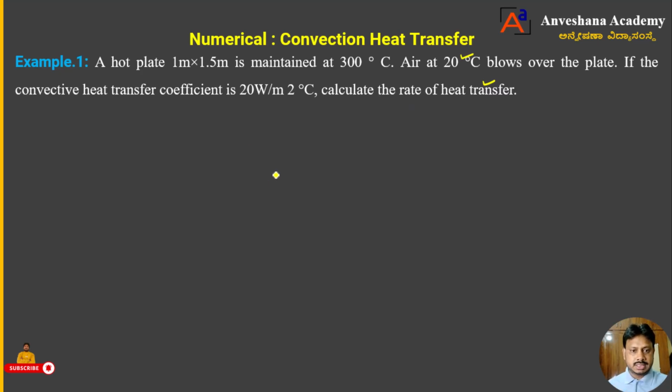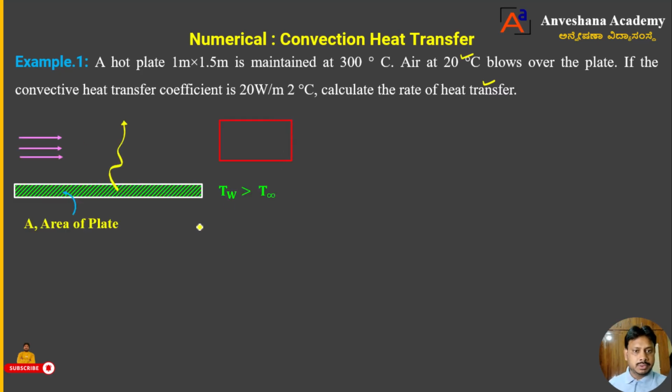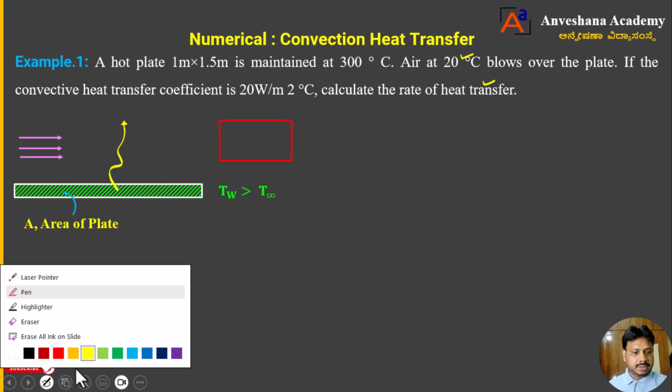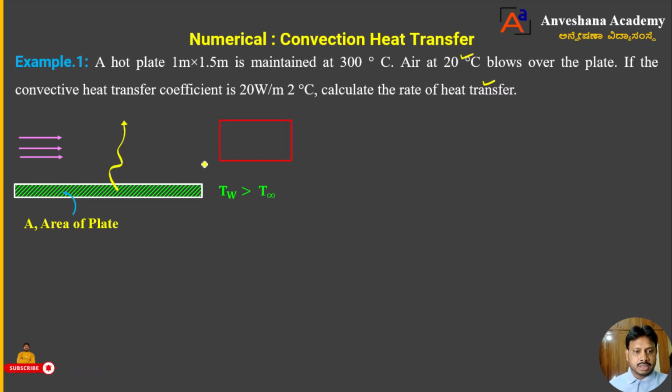So first I will draw the diagram as per the given data. Now, dear students, I will take a hot plate of 1 meter by 1.5 meter. It is 1 meter in length and 1.5 meter in width, so here it is 1.5 meter and here it is 1 meter. In the elevation or top view, you can see the sides, length and width, also the breadth. That I have done.